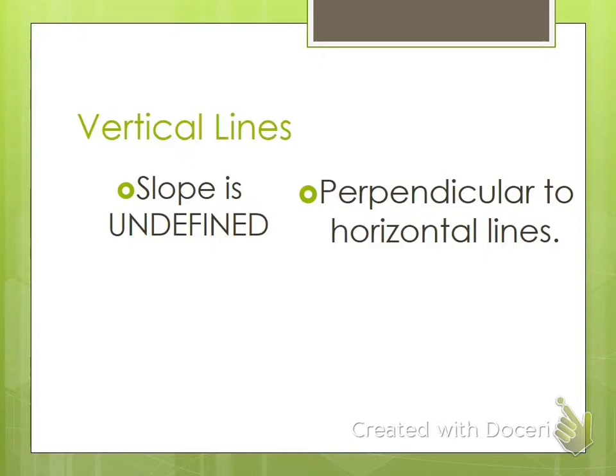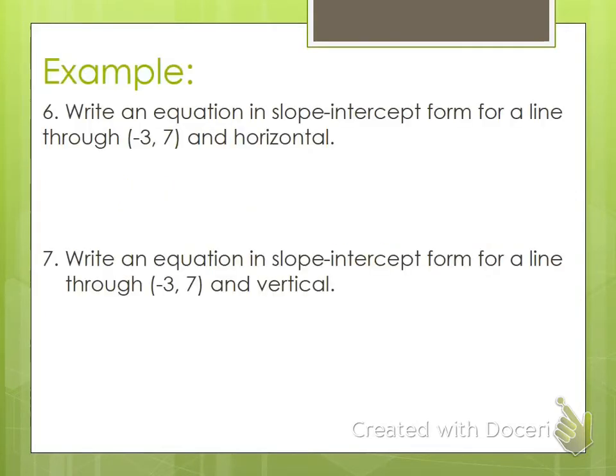For vertical lines, the slope is always undefined. I think we saw an example of that doing slope earlier this week. And vertical lines are perpendicular to horizontal lines. It's not really new information, we're just stating it the other way. All right, let's do some examples.